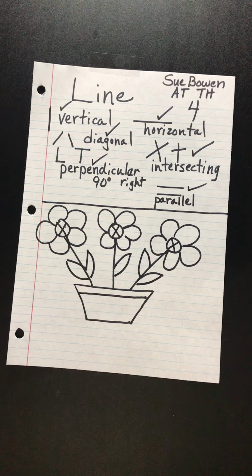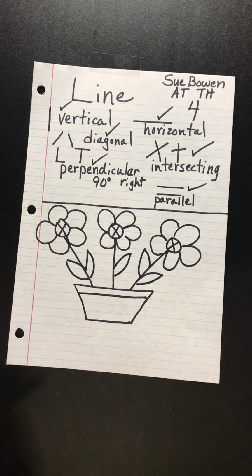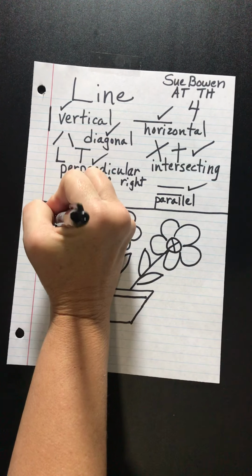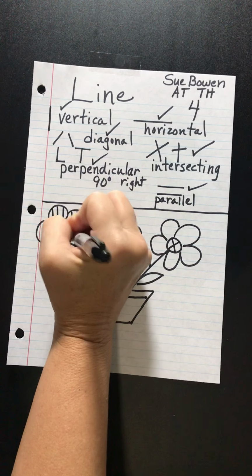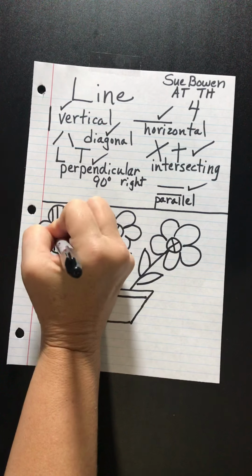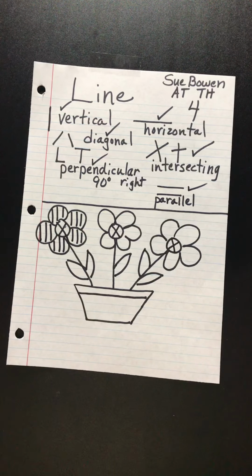So let's put vertical lines in all of these. Let me show you what I mean. Vertical, vertical, vertical. We're going to make some striped flowers here. There we go. We got a vertical flower.